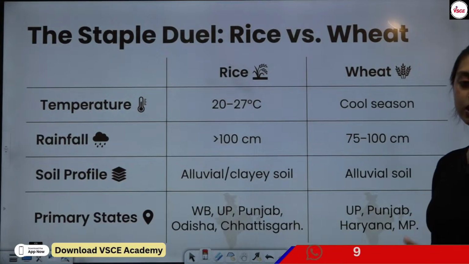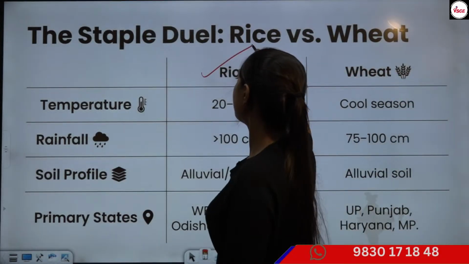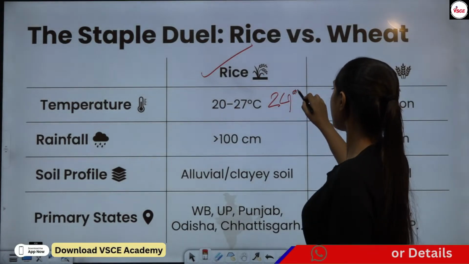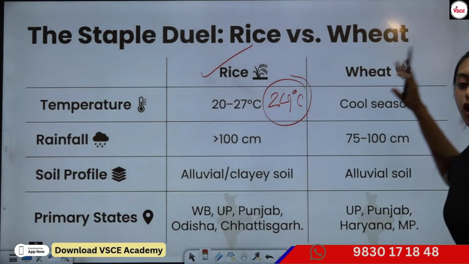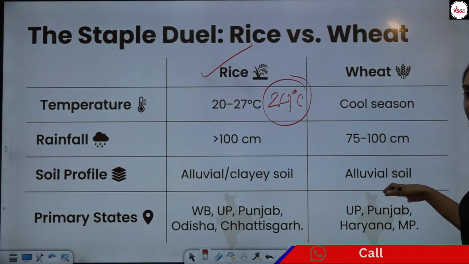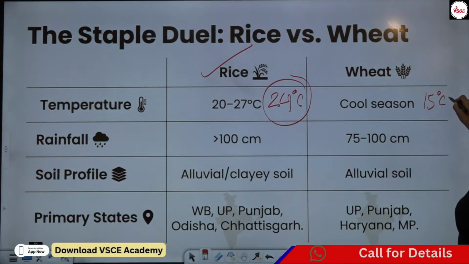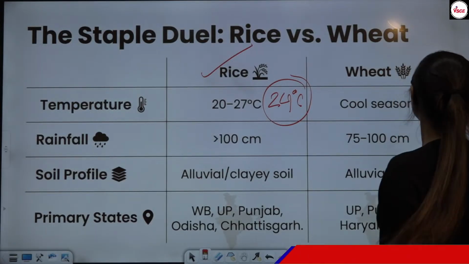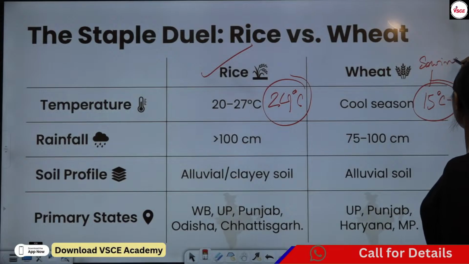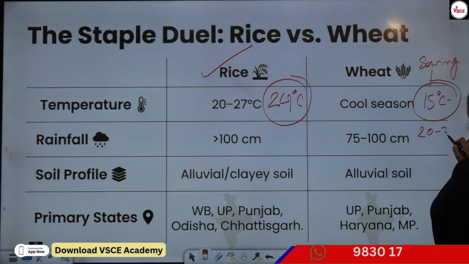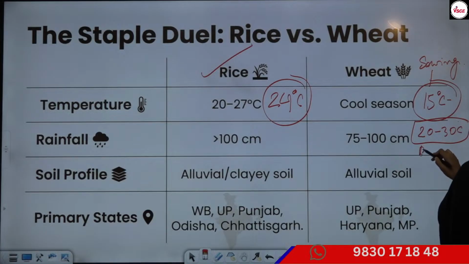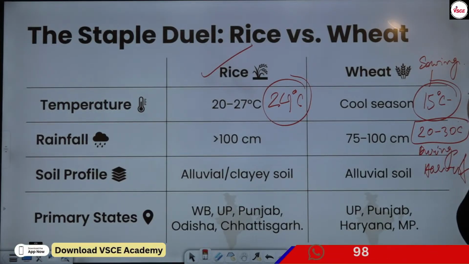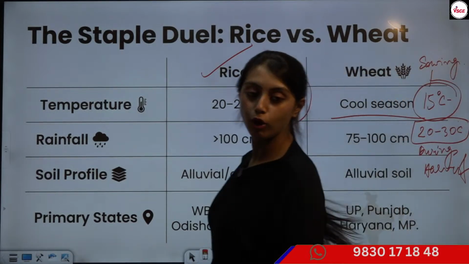We have rice versus wheat. For rice cultivation we need 20 to 27 degrees, actually the temperature is 24 degrees Celsius. For wheat, it's a cool season, so it's like 15 degrees Celsius. This is the temperature required when we are sowing. And during harvest, we need 20 to 30 degrees Celsius. If there is any confusion, please let me know. Cool season, as I have already told you.